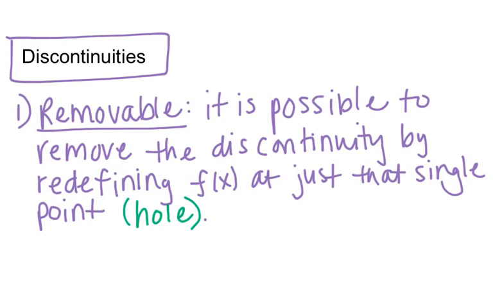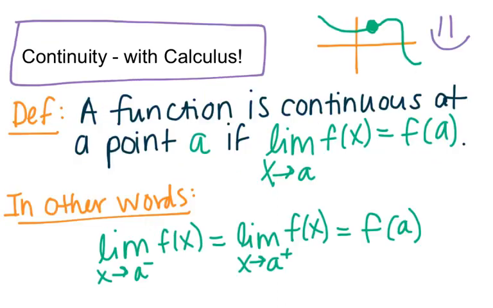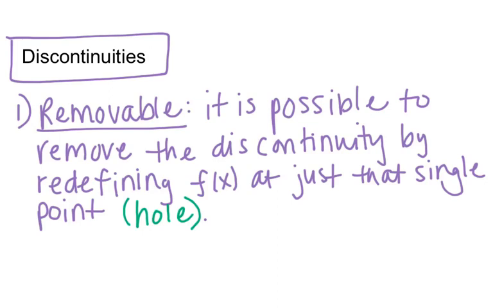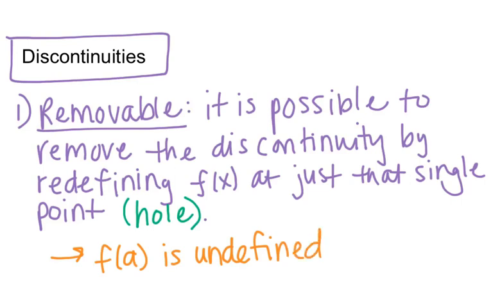And the reason that a hole is a removable discontinuity is because the part of our definition that says that the limit has to equal the value at that point won't hold true if there's a hole. So basically it's a hole because f of a is undefined. So it doesn't really meet that specific check on our checklist for continuity.